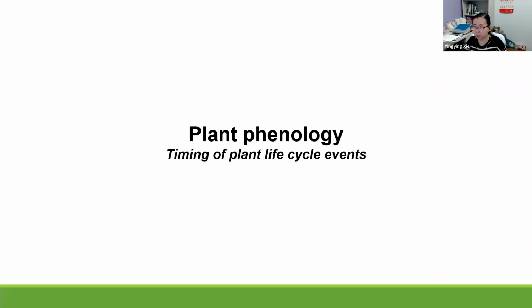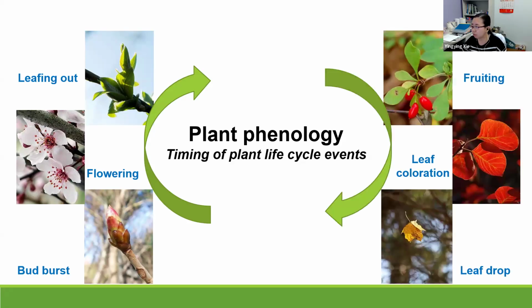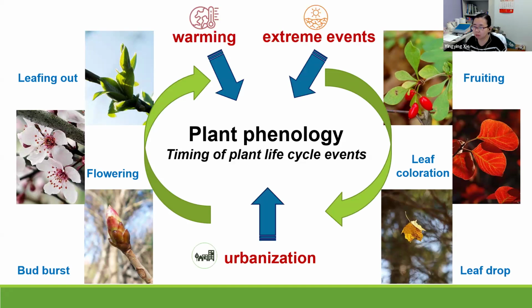For example, in our temperate region, we typically see bud burst, flowering, and leafing out in spring, like what we are seeing at this time. And in the fall, we see fruiting, leaf coloration, and leaf drop. Those are a great indicator of environmental changes because they clearly respond to warming, extreme events, and also urbanization. So they are really good traits for understanding how plants might have different strategies that allow them to better adapt to environmental changes.